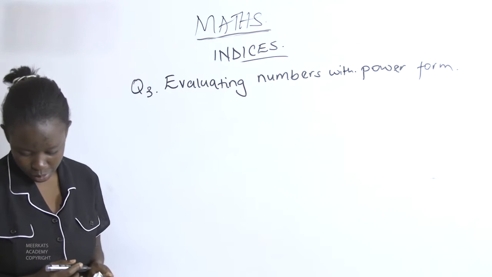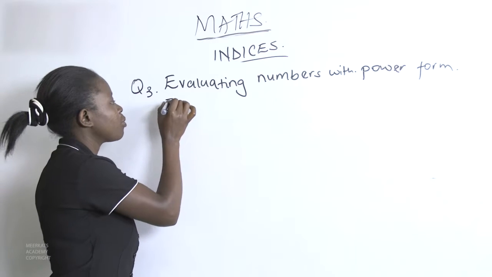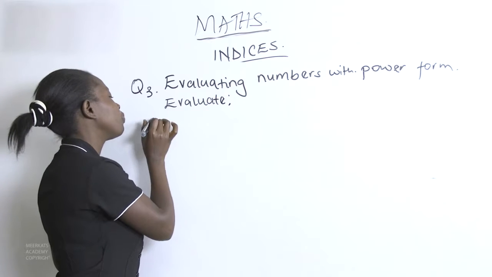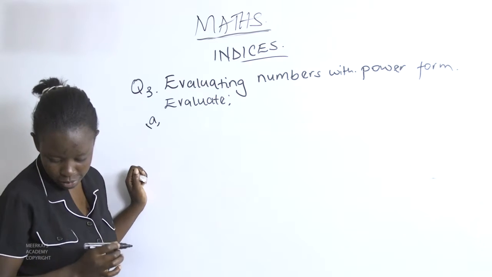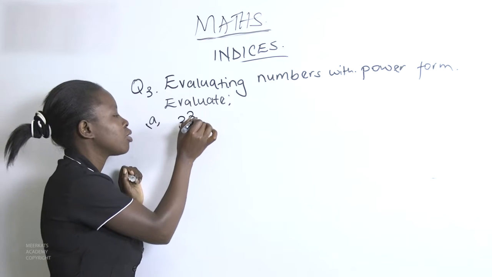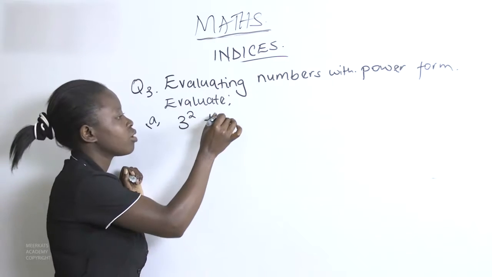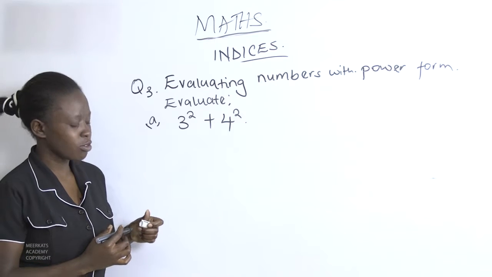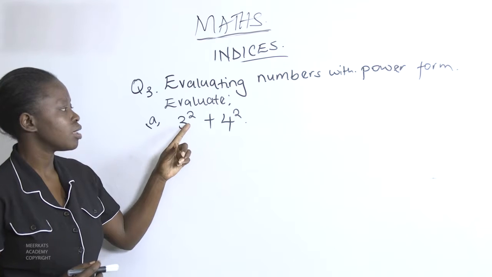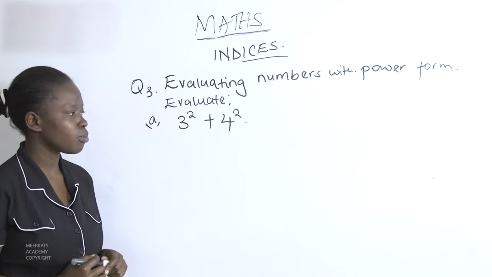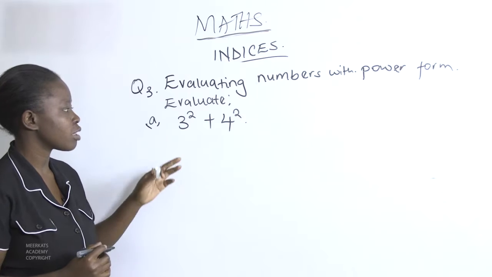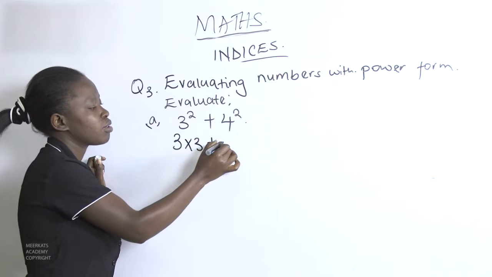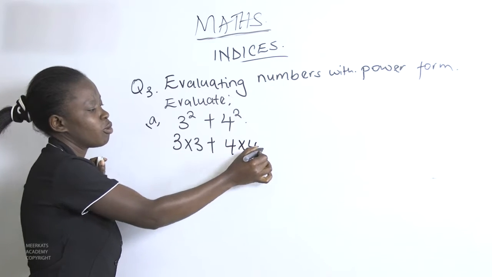Evaluating numbers with power form. So what are we supposed to do? The question asks us to evaluate the following. The first one we have is 3 squared plus 4 squared. The power simply means that there is repeated multiplication. So if I expand this, then it means we have 3 times 3 plus 4 times 4.